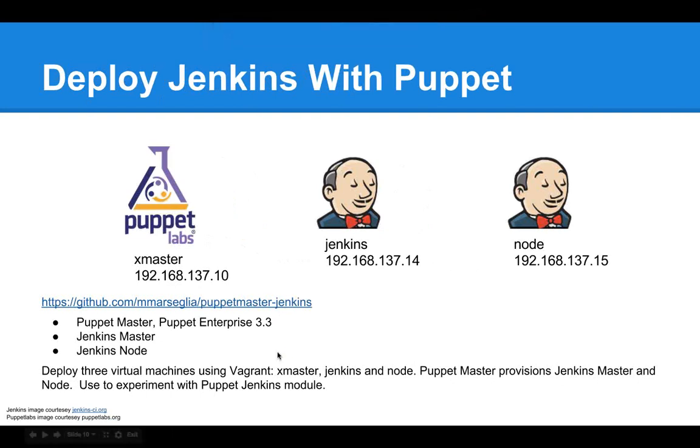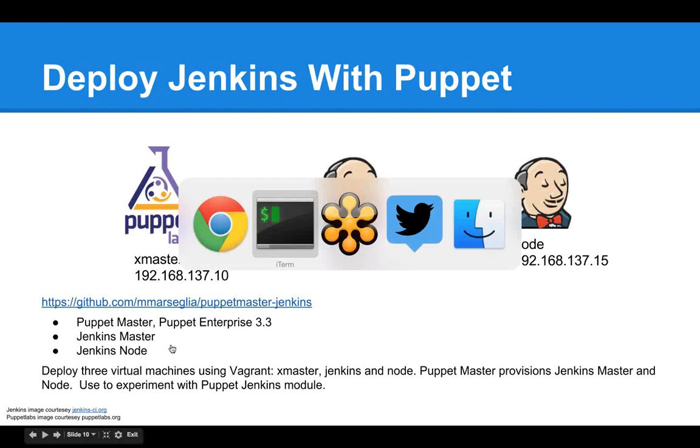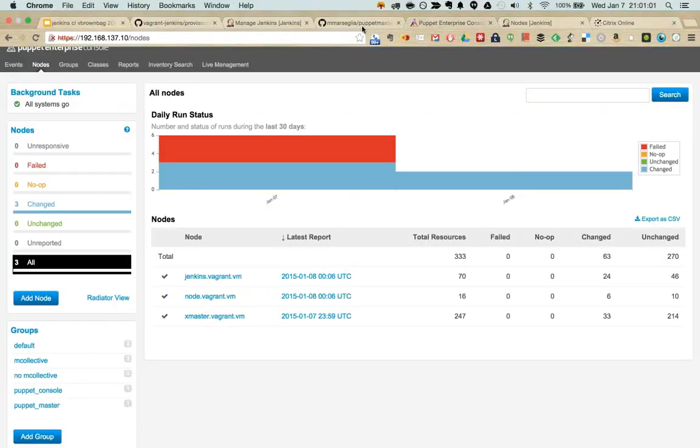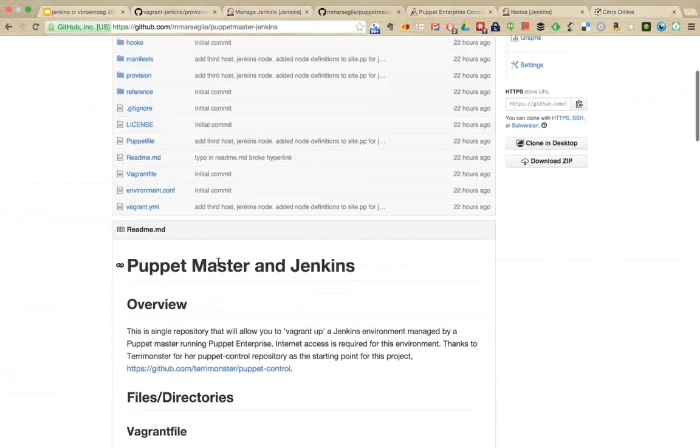So this one's already provisioned because this one takes a little bit longer, because this one actually installs Puppet Enterprise. You get a Puppet Master, you get a Jenkins Master, and you get, again, another Jenkins node. So I've kept this one up and running so that we don't have to wait. Again, this is on GitHub as well.